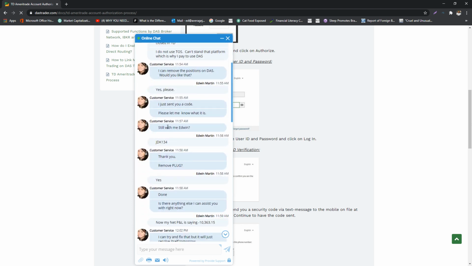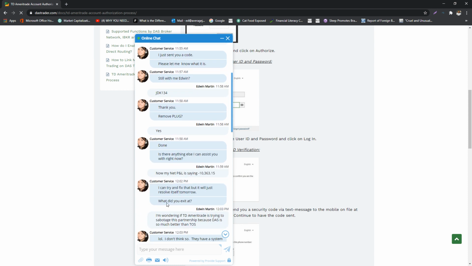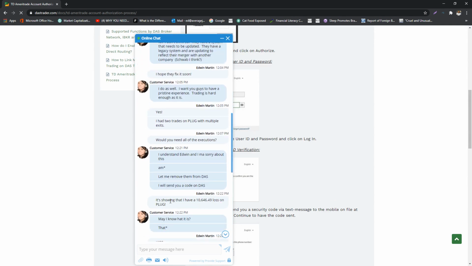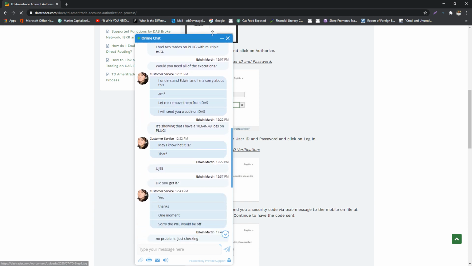So she sent me the code. Takes forever. So Plug was the one. And then my net P&L is saying that I'm negative $10,363.15 after they took that position off. So we're going back and forth, and they send me another code. They're going to try to take it off, but they can't do it. They're saying I just have to wait till the thing resets itself overnight.